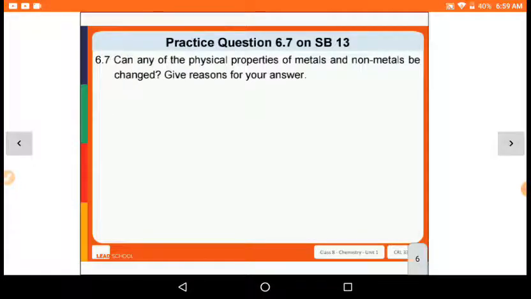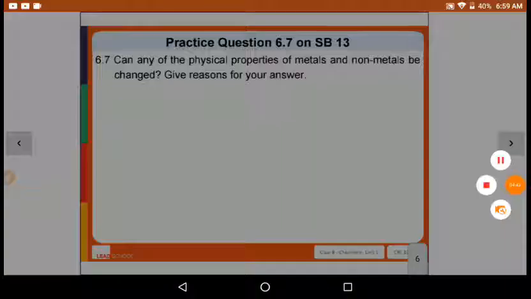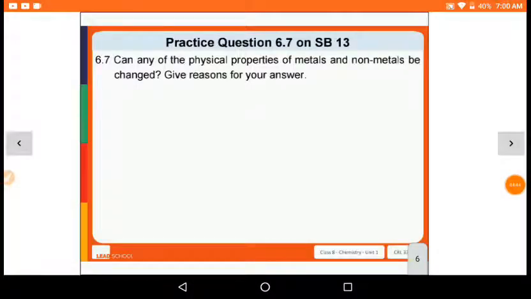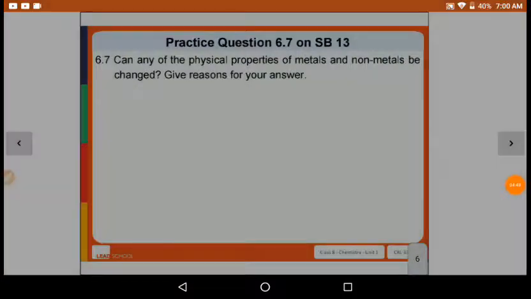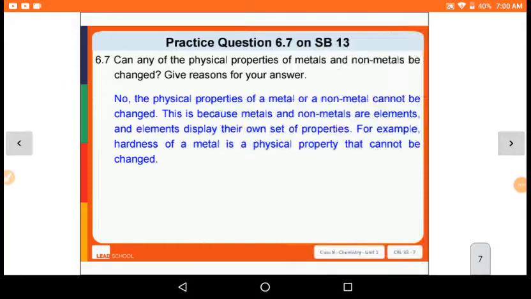Now 6.7: can any of the physical properties of metal and non-metal be changed? Give reason for your answer. No, the physical properties of metal and non-metal cannot be changed because these are elements, and these elements have specific properties. For example, hardness is a physical property of metal, but that cannot be changed, right? So we cannot change the physical properties of metal and non-metal anyhow.